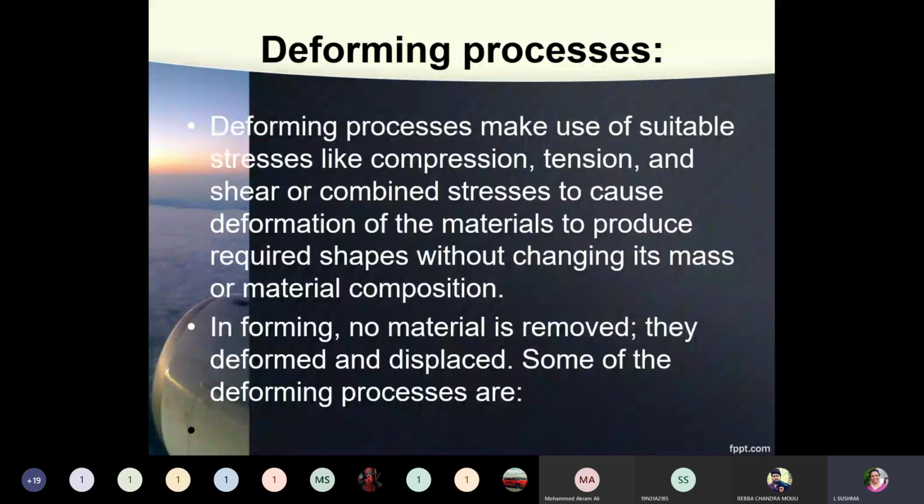So you understood now, all of you? Deforming means what? Yes, students, I want the response. Yes, ma'am.